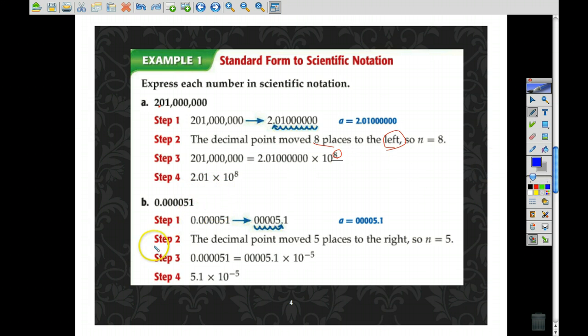Okay? Next one here, again, you want the decimal point to be after the first digit that's non-zero, so the 5.1. Okay, so from here to here, you're going to count. So there's 1, 2, 3, 4, 5. So your answer is going to look like 5.1 times 10, and 5 places to the right means negative, so negative fifth power.